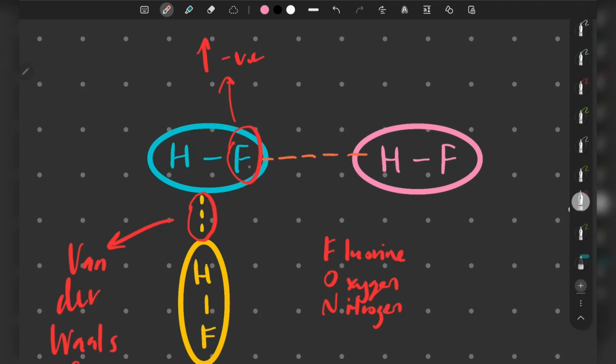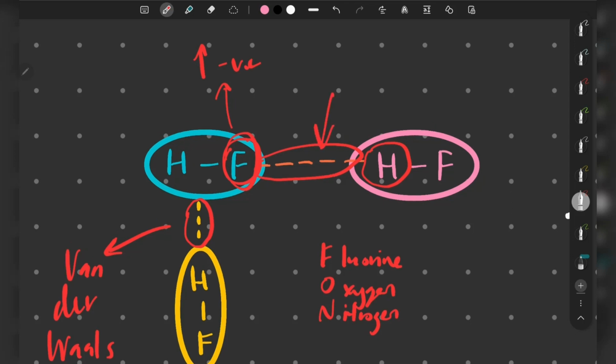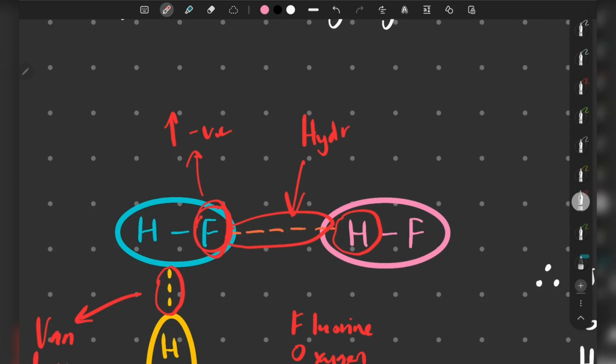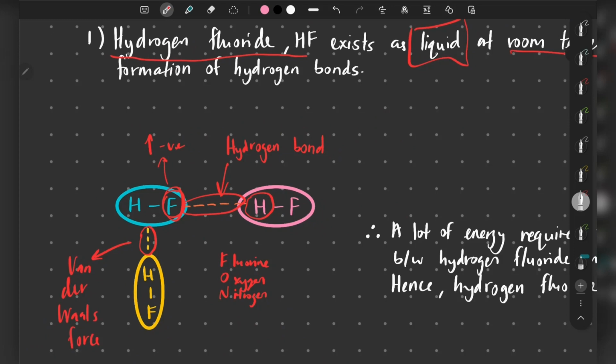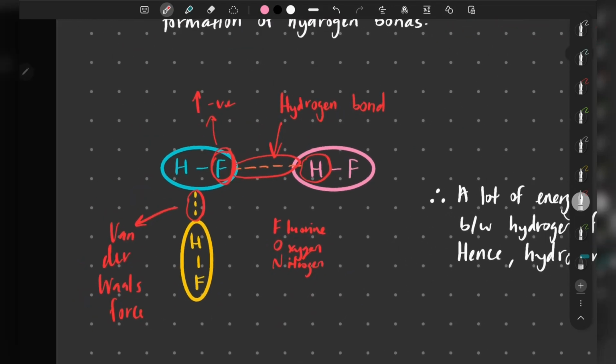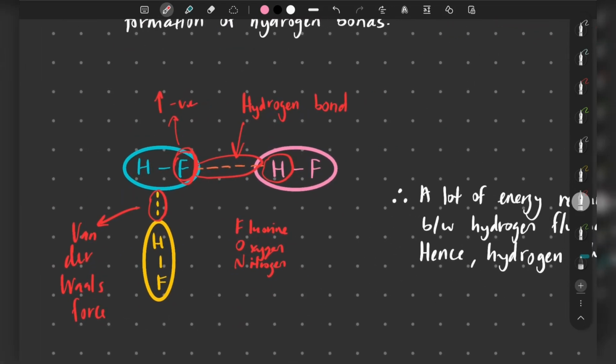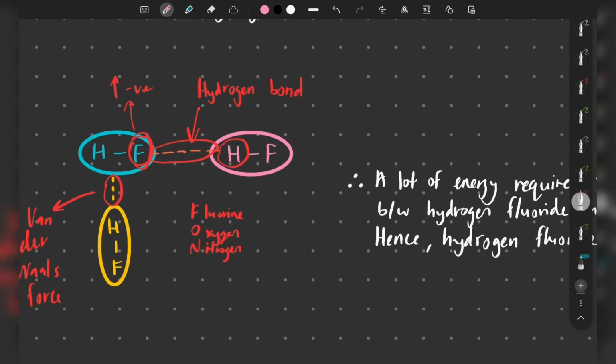The fluorine here from this molecule forms a hydrogen bond with the hydrogen atom in another molecule. So this attraction force is called hydrogen bond. Okay, so we can see here, this is similar to our example of ethanol for boiling point, very similar.